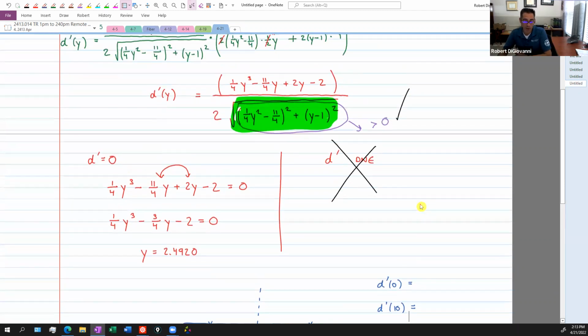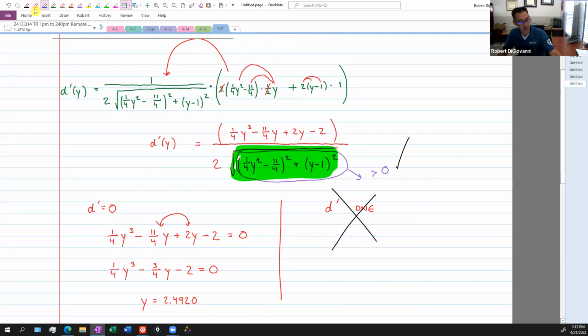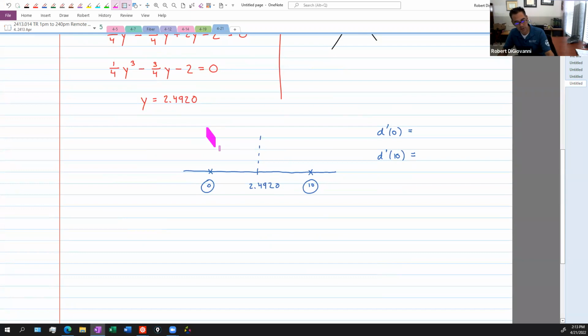Now, I don't want to do this because I don't feel like plugging it in, but I will tell you this. Here's the derivative. The denominator of this derivative is always positive. This is always a positive number because it's the distance between two things. So all you really have to do is figure out what happens when you plug them into the numerator. Without actually showing it, I will tell you that this does go down and then it goes up. So we have found the minimum.